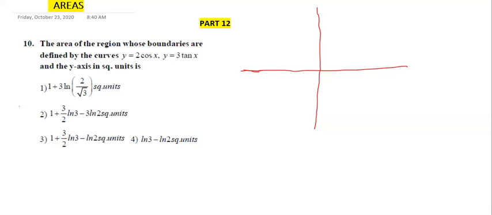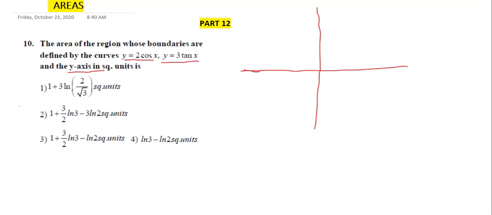In the previous class, we completed 9 problems in level 2. Now this is the 10th problem. See the question that is given: the area of the region whose boundaries are defined by the curves y is equal to 2 cos x, y is equal to 3 tan x, and the y-axis. In between these three, what is the required area? So we have to find it.